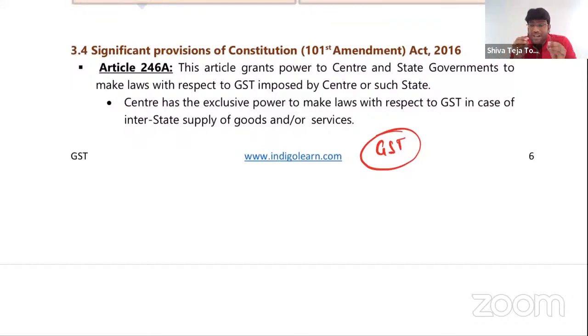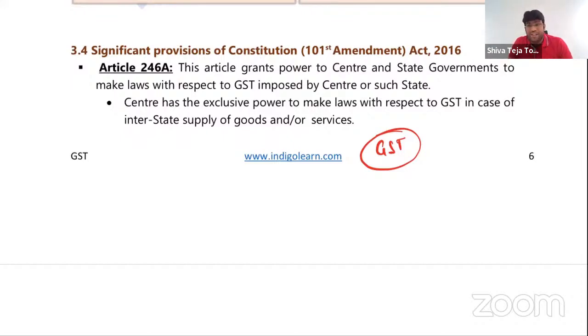In the definition of GST, it is clearly given that GST is a tax on supply of all goods or services or both, except alcoholic liquor for human consumption. GST is a tax on supply of all goods or services or both, except alcoholic liquor for human consumption.